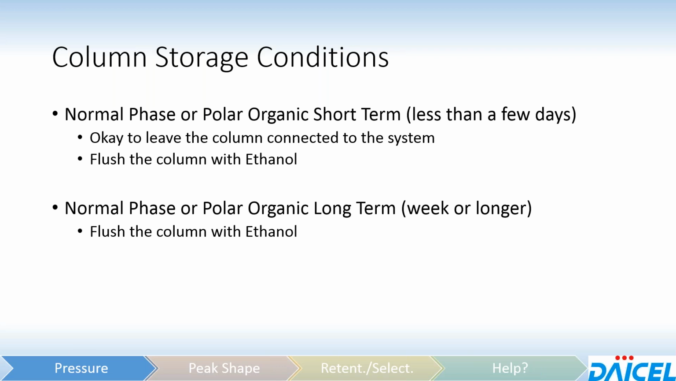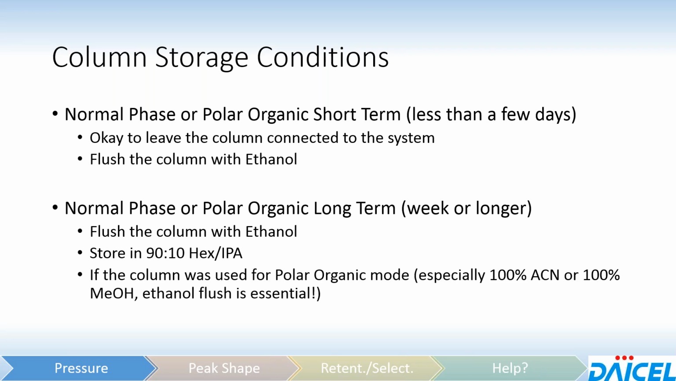For long-term storage, again, you're going to want to flush with ethanol for the exact same reasons. You want to make sure you're removing those potentially negative additives for storage, and then flush with 90-10 hexane IPA and store it in that. It's perfectly safe then at room temperature out on the bench.